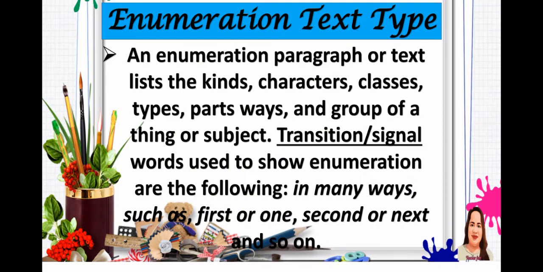The third type is the enumeration text type. An enumeration paragraph or text lists the kinds, characters, classes, types, pathways, and group of thing or subject. So we will use the transition or the signal words to show enumeration are the following. In many ways, such as first or one, second or next, and so on.